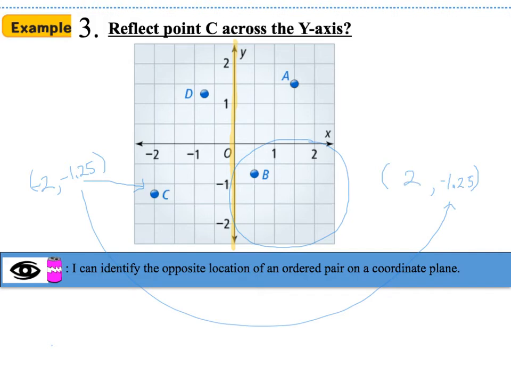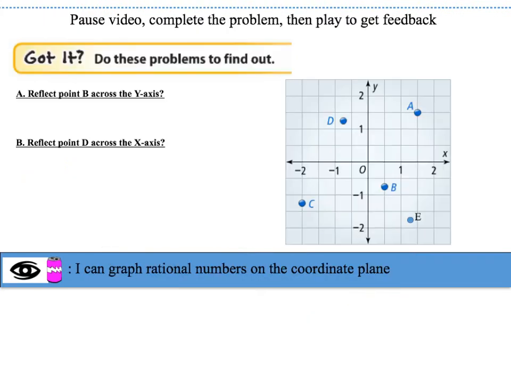So on our x-axis, we're going to start at 0, 0, and move over to positive 2, which is right here. Then it's going to tell me to go down negative 1.25, which is about right here. So this new point that I plotted on the coordinate plane is the reflection point of point C, and the ordered pair of that is 2, comma, negative 1.25. So pause the video, complete the got it problems, and then play it back for some feedback.